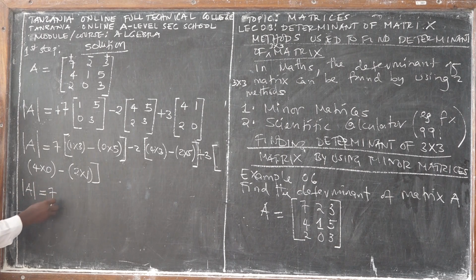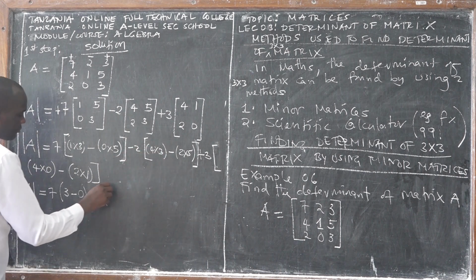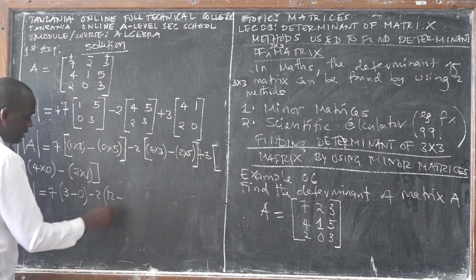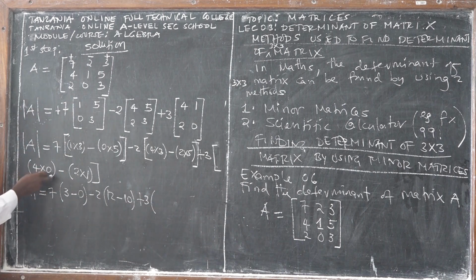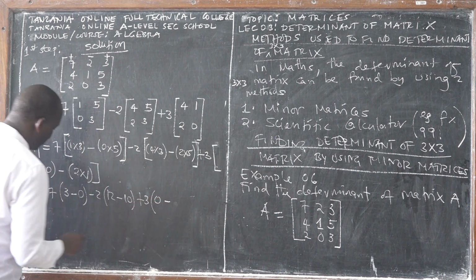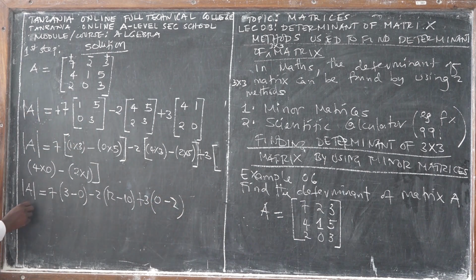So you have 7. Then what do you have? 1 times 3, minus 0 times 5, which is 0. Then minus 2, 4 times 3 is 12, minus 2 times 5 is 10. Then plus 3, 4 times 0 is 0, minus 2 times 1 is 2. Just like this way. Then the determinant of matrix A is equal to what?